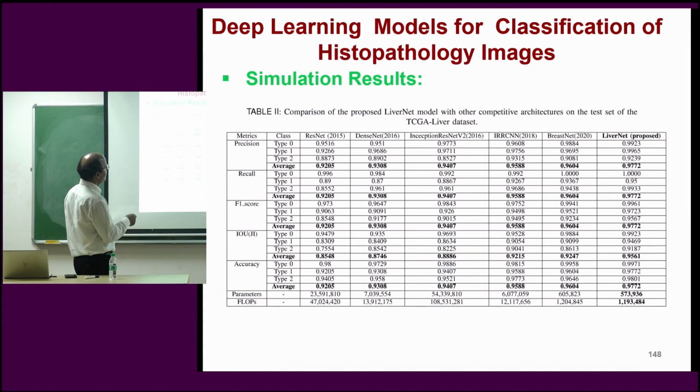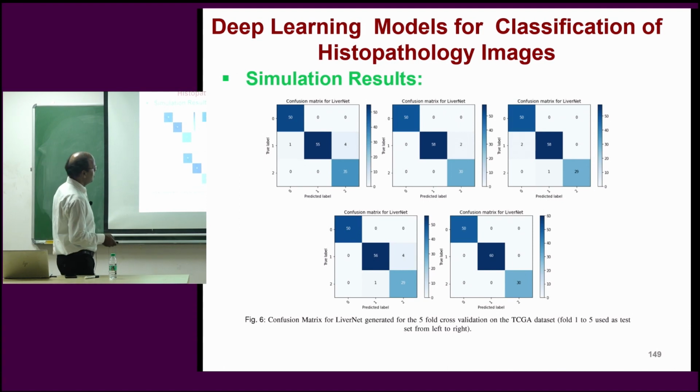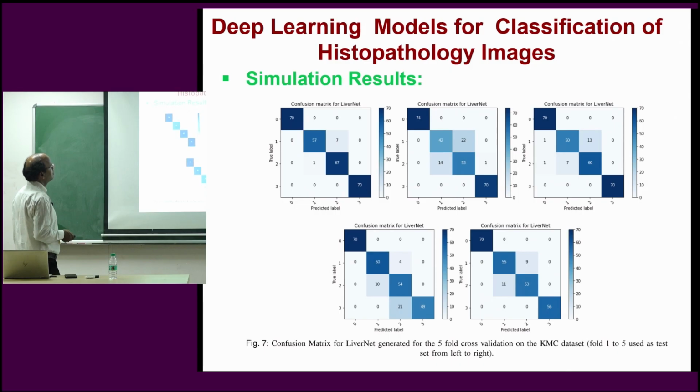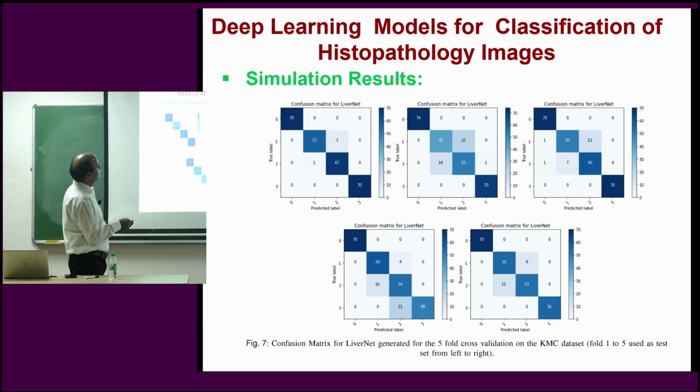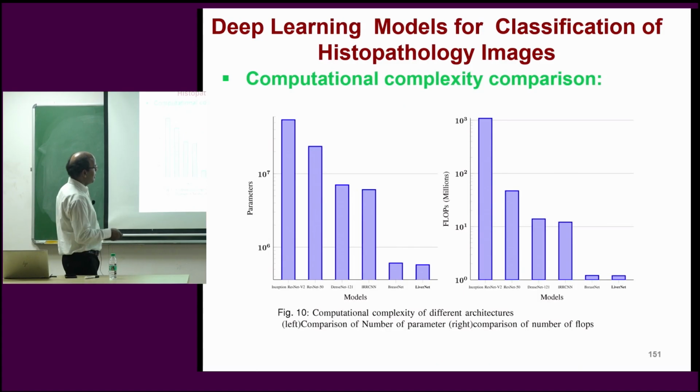And then this was the TCGA dataset also. So the model was giving the best result in both the datasets, and this was the confusion matrix for the 3-class case here, and for different models here. This was a confusion matrix on the KMC dataset for the 4 classes of the LiverNet model. This is the computational complexity. You can see it as a graph. The LiverNet model has the lowest parameters.